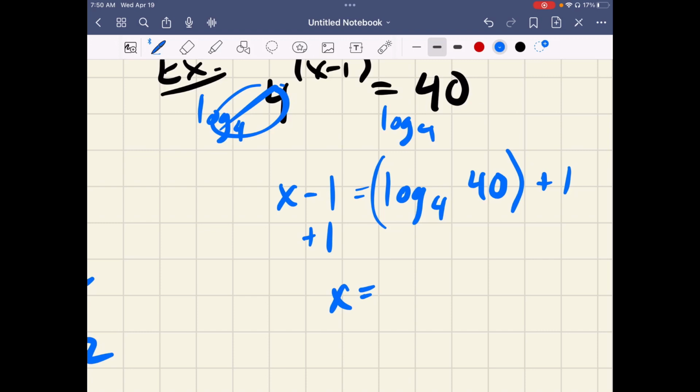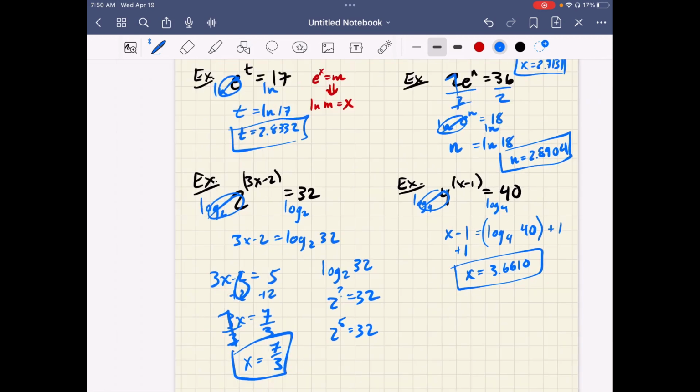I have log base 4 of 40, and then I'm going to add 1 at the very end, and that's going to give me roughly 3.6610.